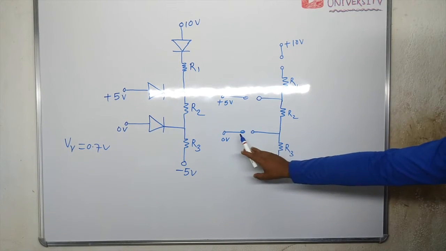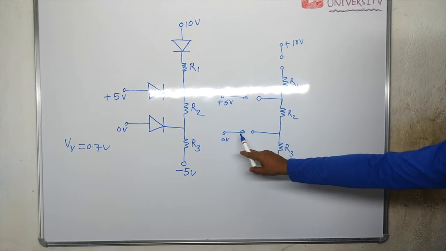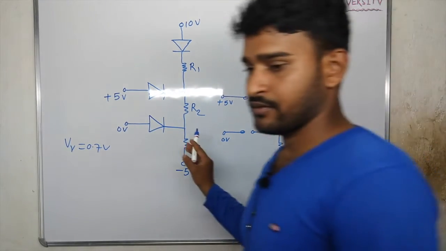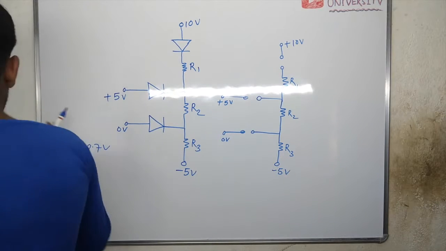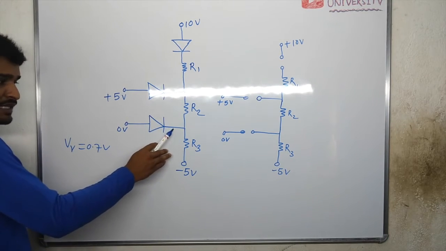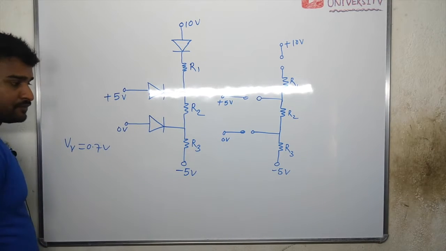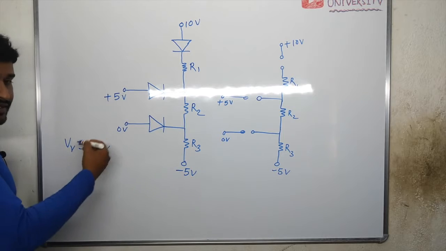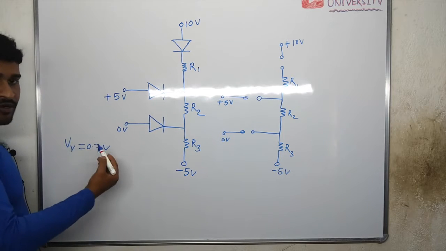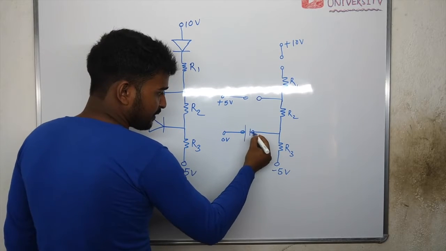So this side voltage is 0 volt and this side voltage is minus 5 volt. So this D1 will be forward biased, because this side voltage is 0 volt and this side voltage is less, that is minus 5 volt. When it is forward biased, since each diode has some cut-in voltage V gamma, it will be replaced with a voltage of V gamma.